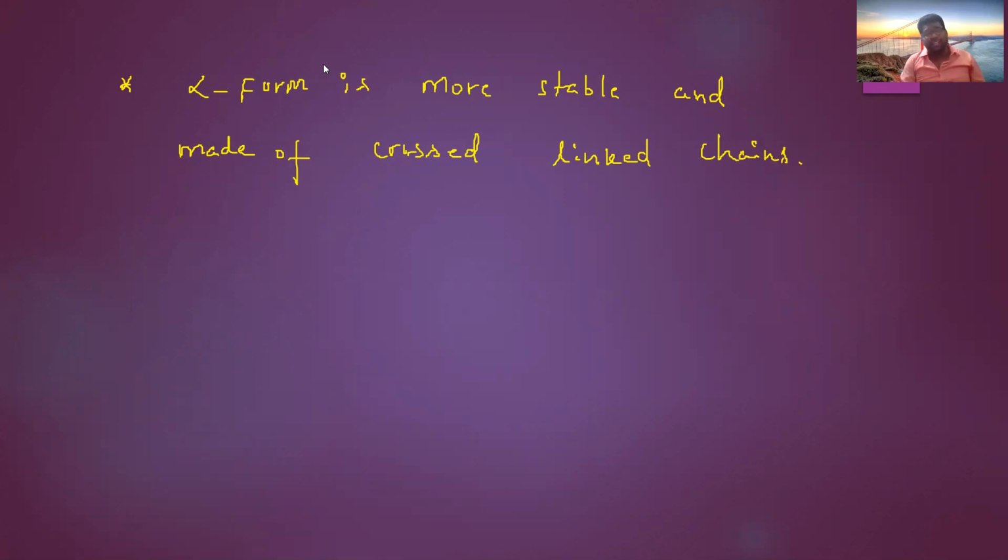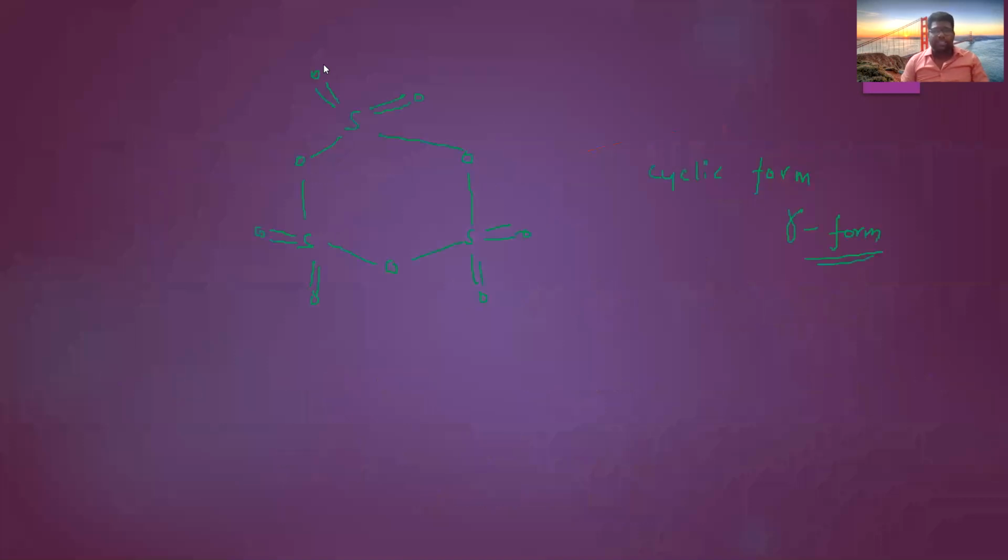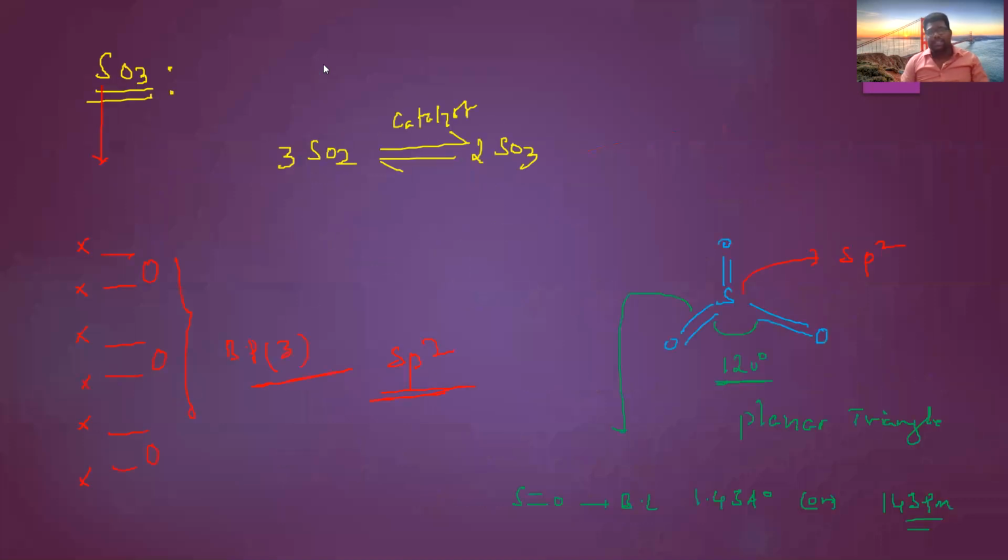Okay, so these are the sulfur trioxide explanations, student. These are the topics for oxides of sulfur, sulfur dioxide and sulfur trioxide. This is very important. The alpha form is the most stable, and the linear one is most important for competitive examinations. So this is the cyclic structure, and this is the normal structure with a planar triangle shape. Any doubt about today's topic?